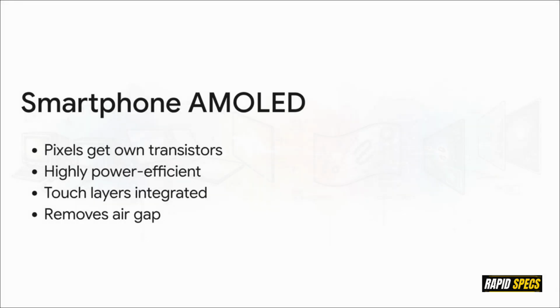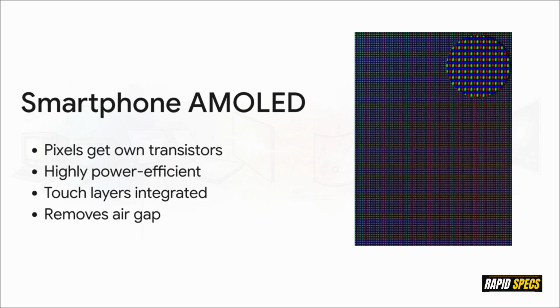Let's actually connect this right to the device sitting in your pocket. Your smartphone likely uses AMOLED, Active Matrix OLED. That simply means every individual pixel gets its own dedicated transistor, making the display incredibly fast, crazy sharp, and highly power efficient, which is great for saving your battery.